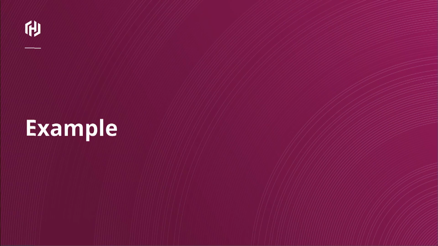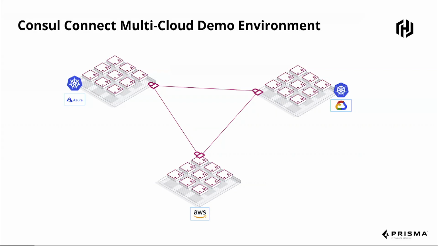So let's look at an example of this. We have 3 different environments set up. They're already connected with mesh gateways. That's what the little locks on the corners represent that connect them. One of them is running at AWS. The other one is an Azure Kubernetes cluster. And the last one is a Google Kubernetes cluster.